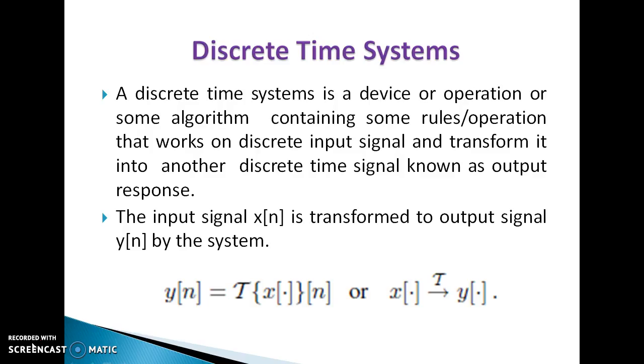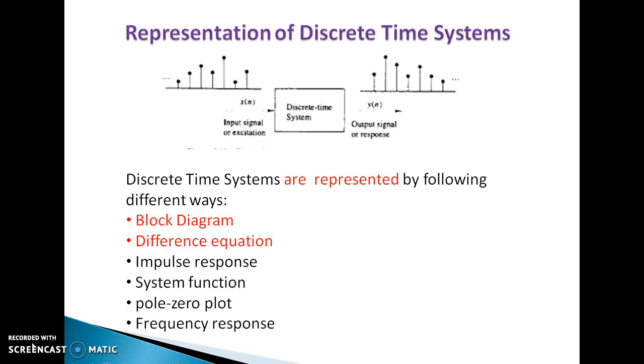Basically, a discrete time system is any operation or algorithm, a set of rules, that operates on a particular input signal and transforms it into another discrete time signal known as the output response. A discrete time system can be represented in many ways: block diagram, difference equation, impulse response, and system function.